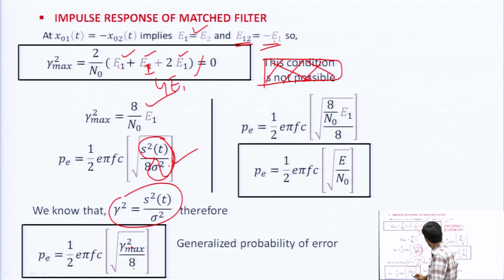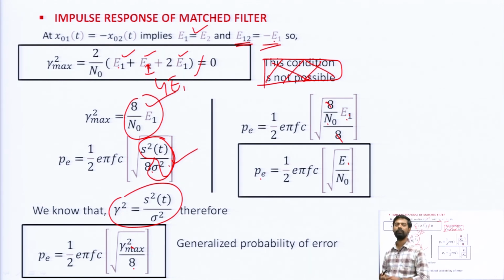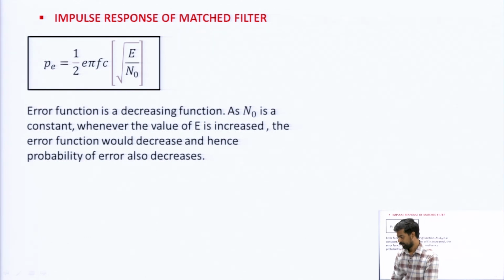So, I can write gamma max square divided by 8, where gamma max square is 8 divided by n naught E1, divided by 8. So, the probability of error would be half ERFC of E divided by n naught, or the generalized E1, whatever. So, in terms of energy I can write the probability of error, and in terms of SNR also I can write the probability of error. This is the probability of error, half ERFC of E by n naught.